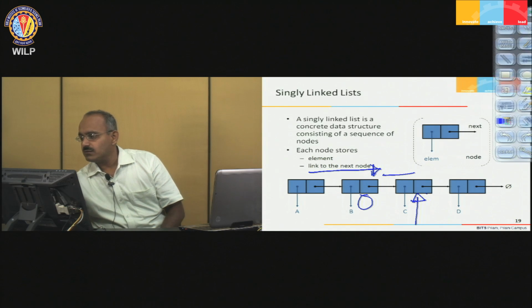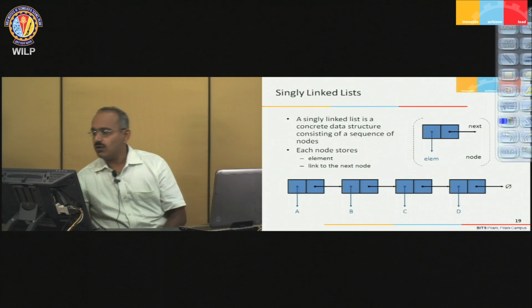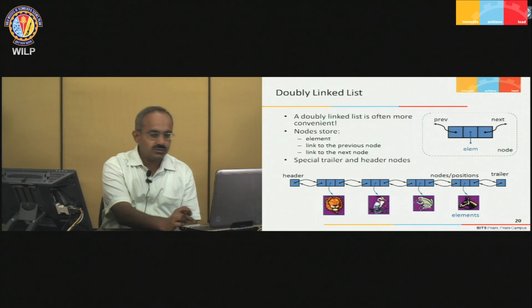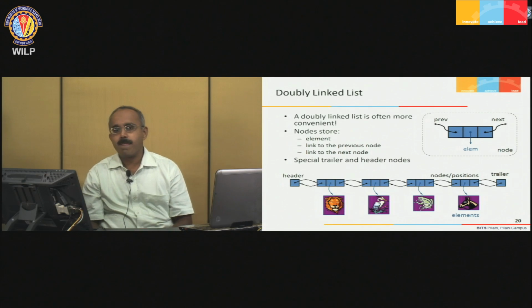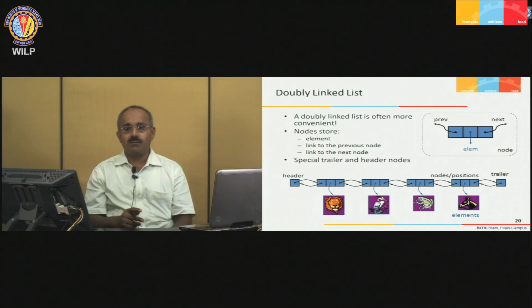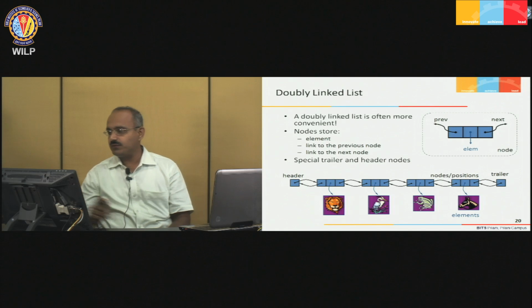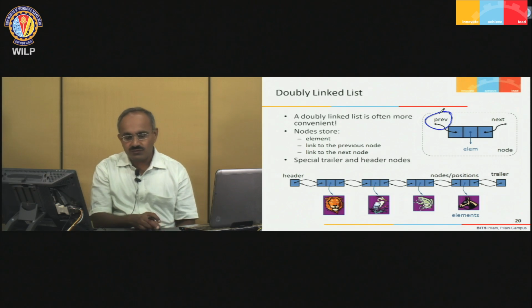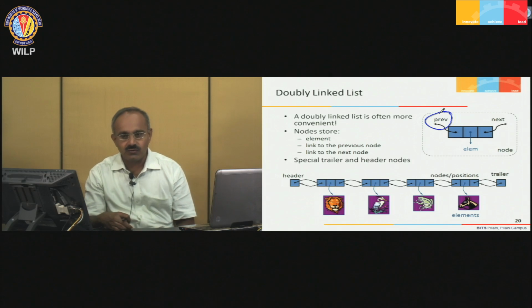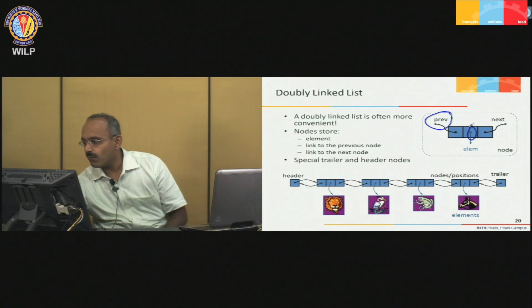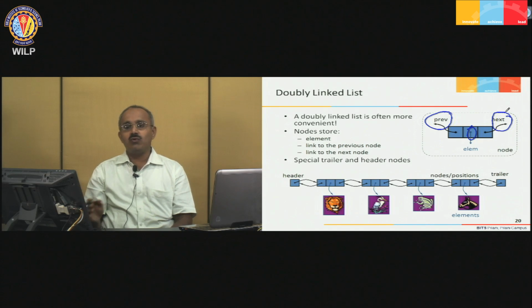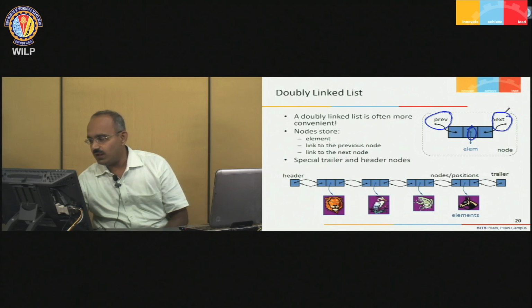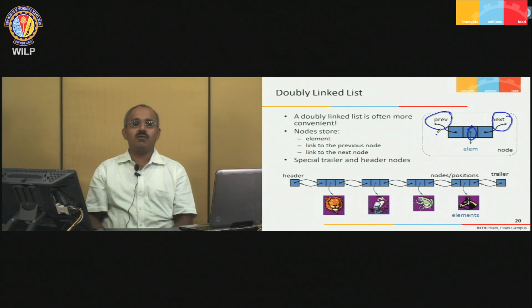So to overcome this disadvantage, you use what are called double linked lists, in which every node also has information about not only the next one, but also from where it was pointed to. So it will also have a pointer which is called the previous pointer. So now it has three fields at a node: the element that it stores, the address of the next node like in a single linked list, and in addition, the address of the previous node.